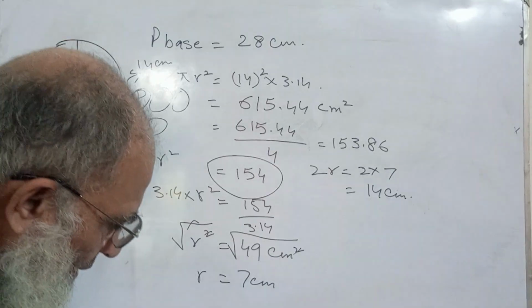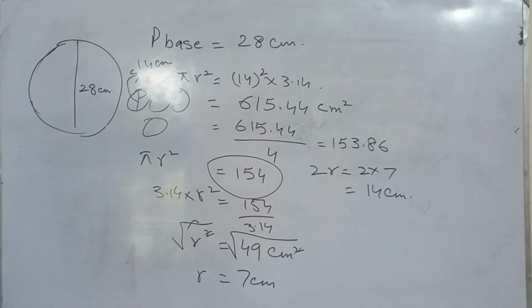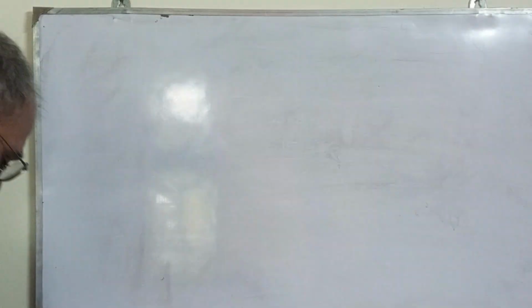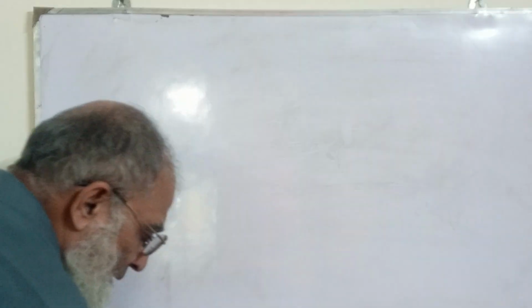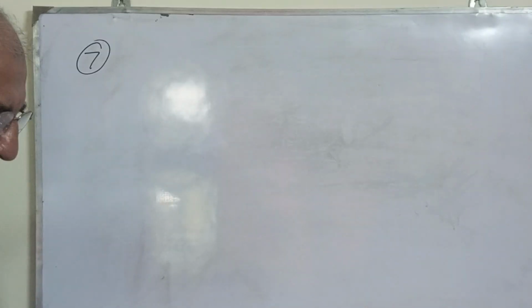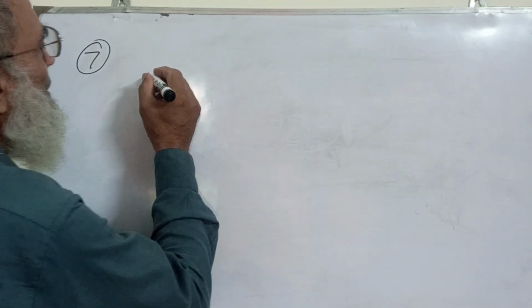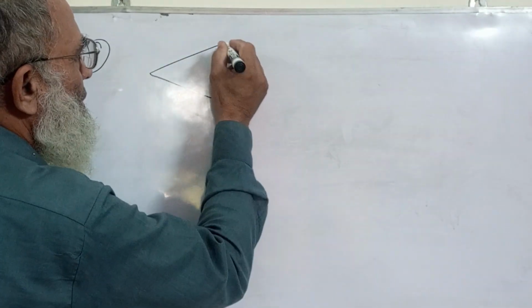Okay, understood? That was the sixth question. And now, my dear students, question number 7. We have two ways of solving this question. One is the conventional method, and one is a little advanced. So maybe I will attempt both.